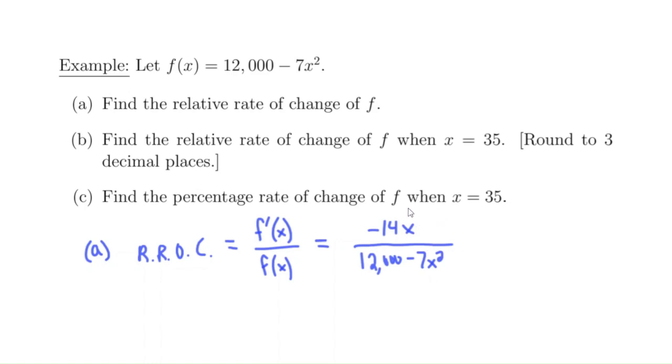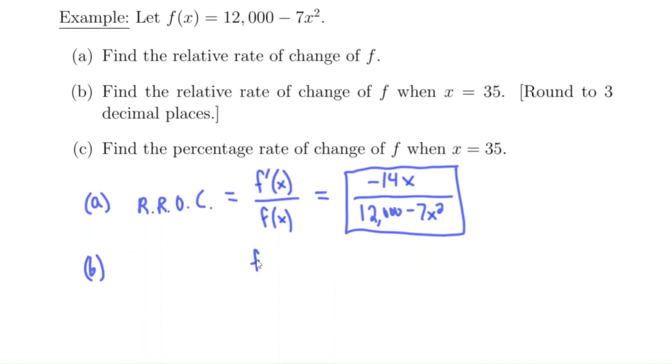Now, there might be ways to simplify this. And if you're looking at an answer in MyMathLab, sometimes it simplifies. It might divide out certain numbers from the top and the bottom. But it's okay to leave it unsimplified. MyMathLab will even mark it correct if you don't simplify your answer. So that's the relative rate of change of our function. And notice this itself is a function.